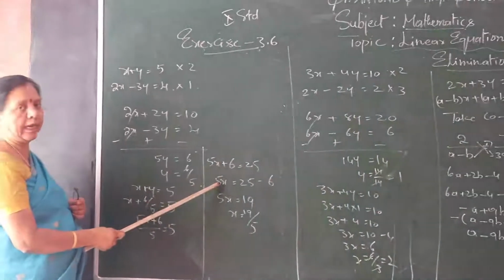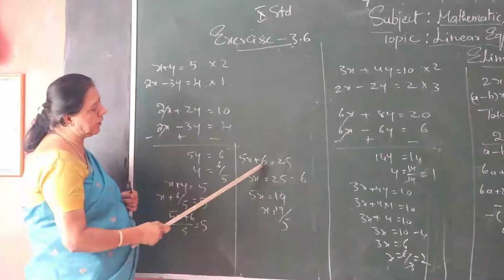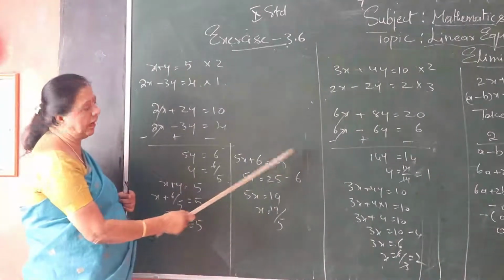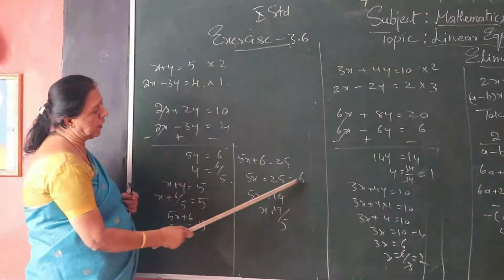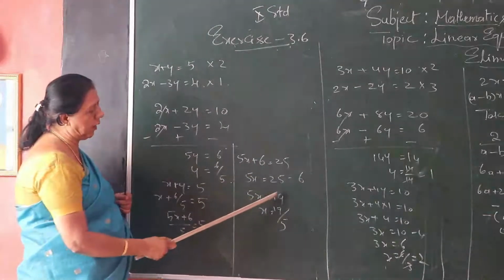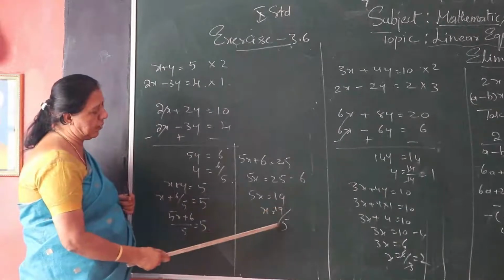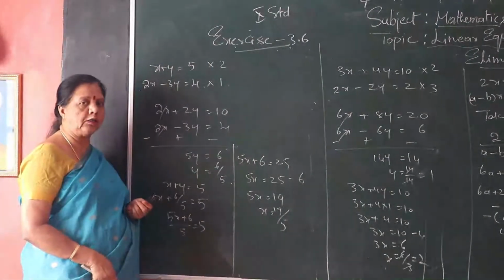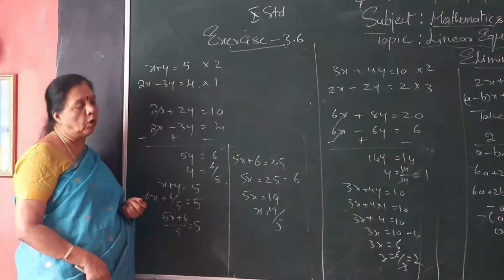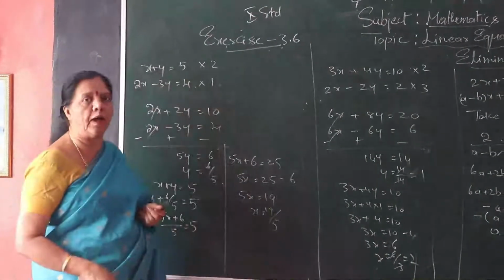Keep 5x on the LHS. You transfer 6 to the right hand side. 5x is equal to 25, plus becomes minus 6. 5x is equal to 19. x is equal to 19 by 5. See, the x value you got. Have you understood, children? No problem? Okay. Let us pass on to another sum I have taken.